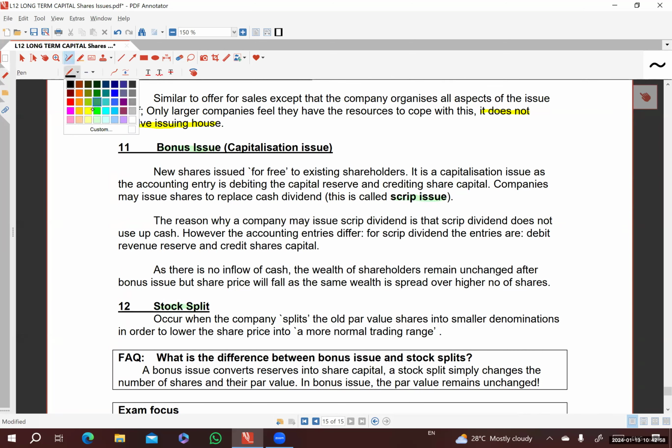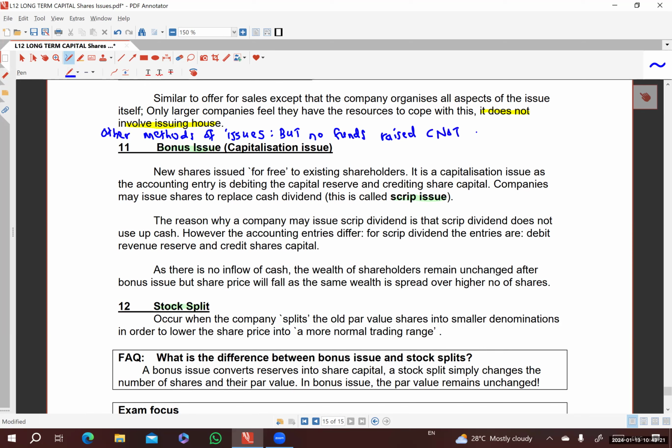Okay. So I put down here other methods. But there's no fund raised in the issue. So they are not considered a source of finance because the company doesn't raise money. Other methods of issue, new shares being issued, but no capital is raised. So we don't call them a source of finance. Okay. One is bonus issue.